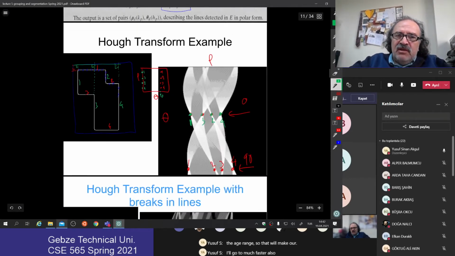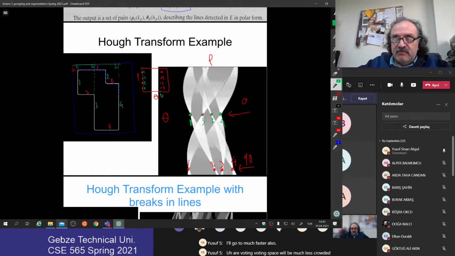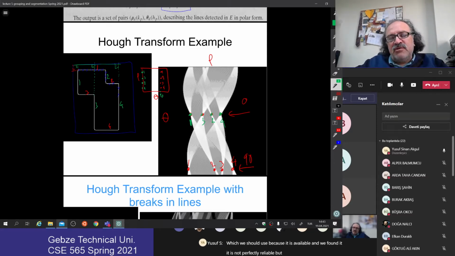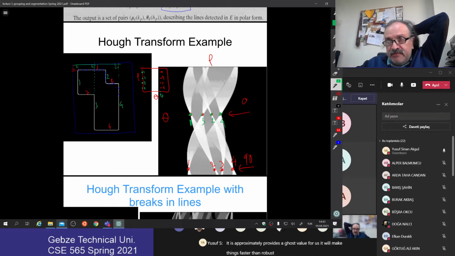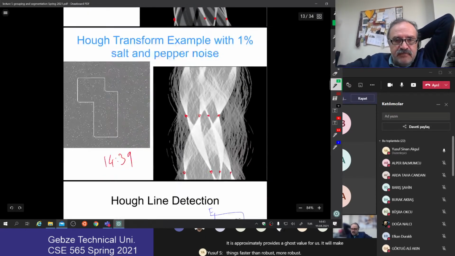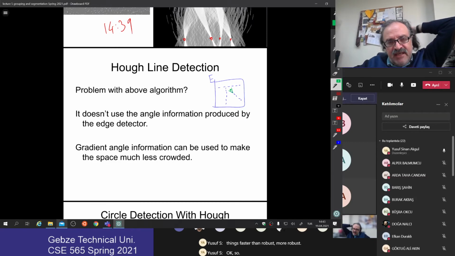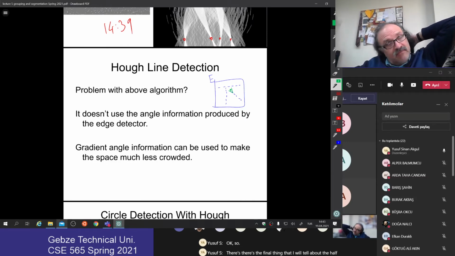Also, our voting space will be much less crowded if we use the gradient angle information, which we should use because it is available and we found it. It is not perfectly reliable, but it approximately provides a good value for us. It will make things faster and more robust. So that's the final thing that I will tell about the Hough line detection.